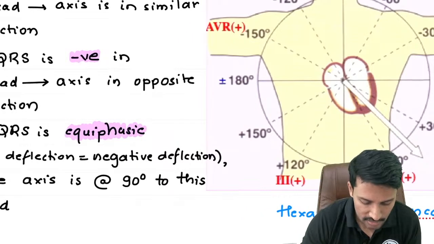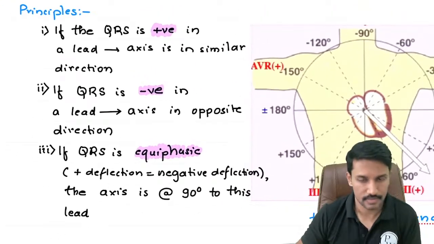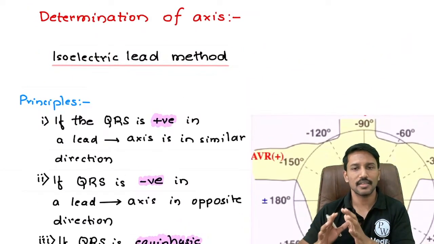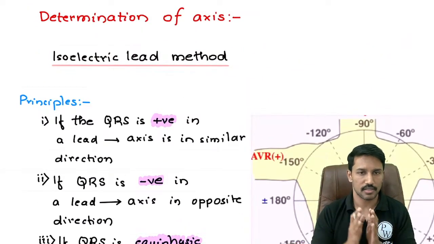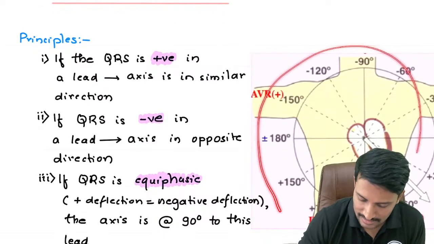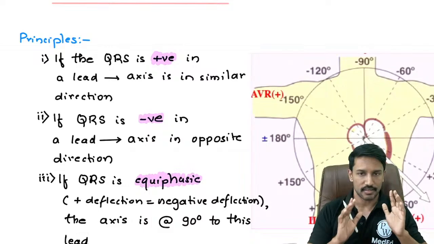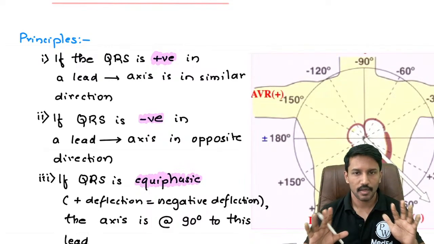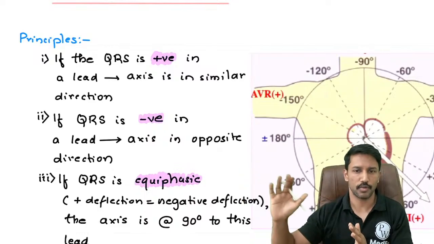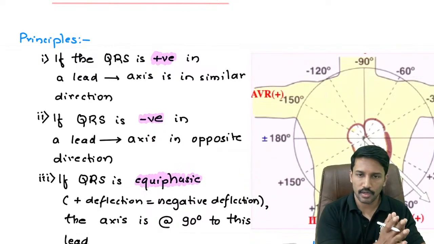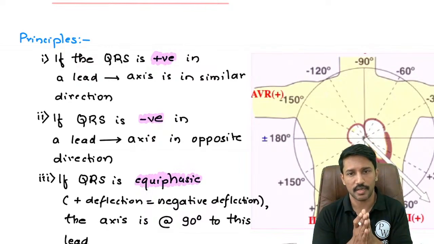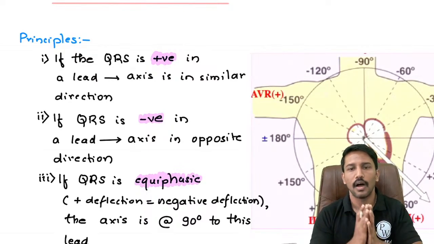There are so many methods for calculation of the axis, but the most accurate method is the isoelectric lead method, which is based on 3 principles. For the determination of axis, we are looking at the limb leads. We are not looking at the precordial leads, so V1, V2, V3, V4, V5, V6 out from our mind. We are only thinking of the bipolar limb leads and augmented limb leads. Bipolar limb leads are 1, 2, 3. Augmented are AVL, AVF, AVR.